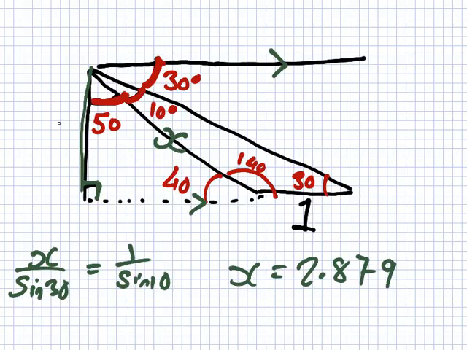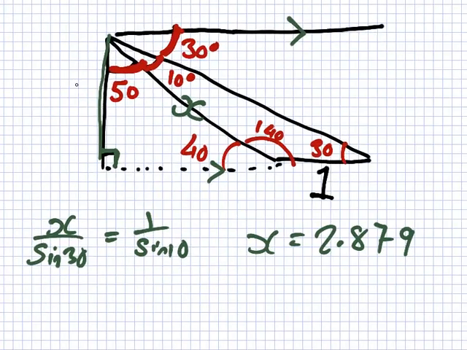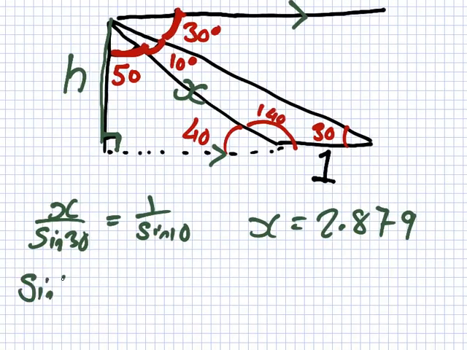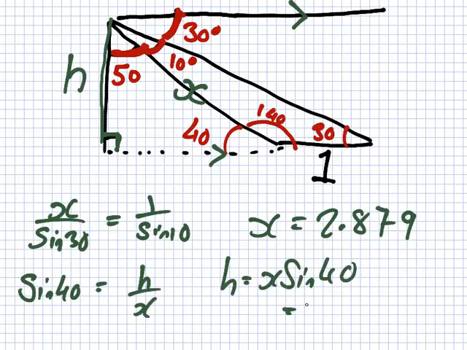Now if I have the x, yeah? Are you using kilometers or meters? Well, I'm still using kilometers, I haven't changed it yet. So this is kilometers. And this is h. So I have sine 40 equals h over x. So h equals x sine 40. Now I still have the x on my calculator, so I'll type it times sine 40, and I get 1.85 km, for example.